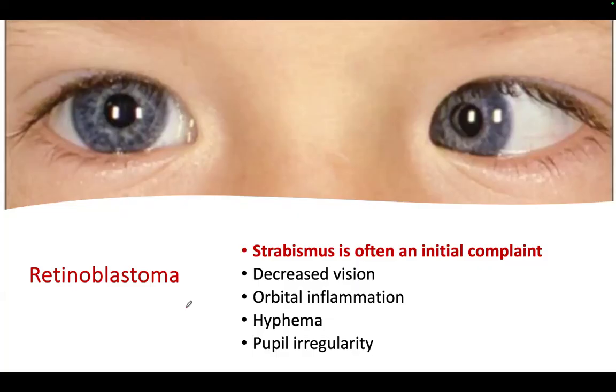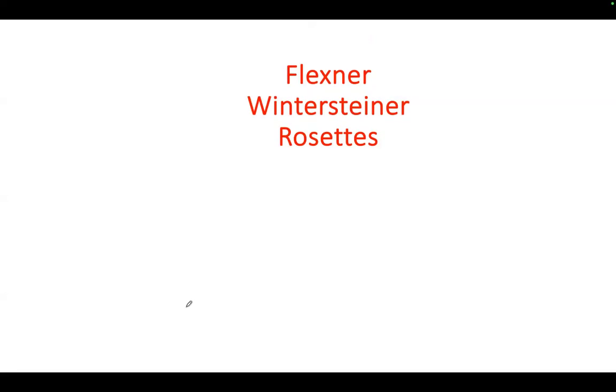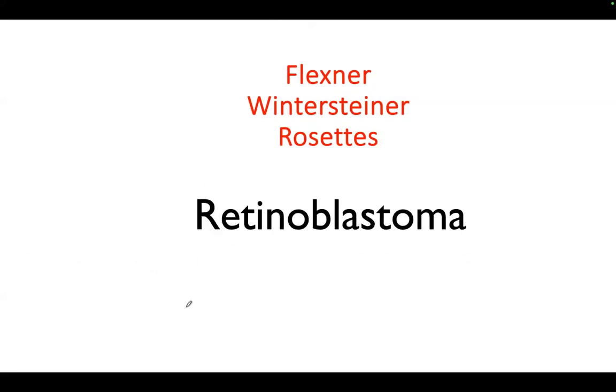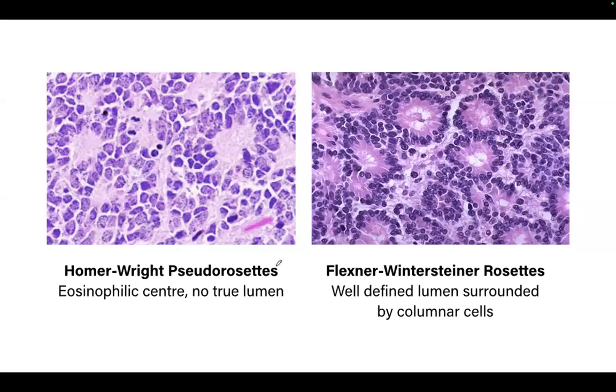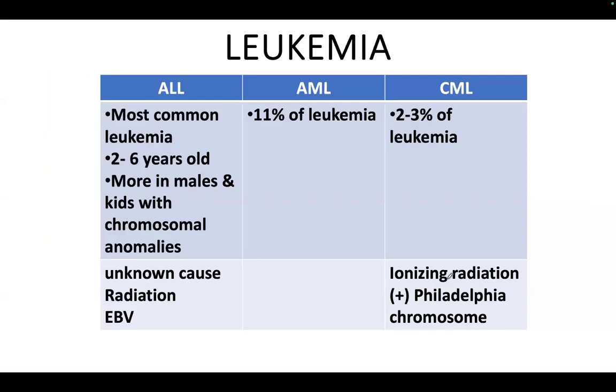So do you remember the Rosettes again? What we call the Rosettes pathology of retinoblastoma? We call them the Flexner-Wintersteiner Rosettes. And as mentioned earlier, it has a well-defined lumen, unlike the Homer-Wright pseudo-rosettes of neuroblastoma. Okay. Now let's quickly summarize the leukemias.